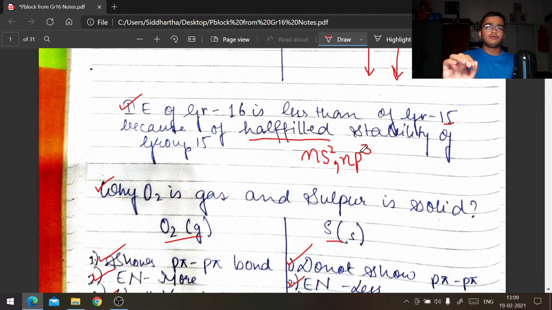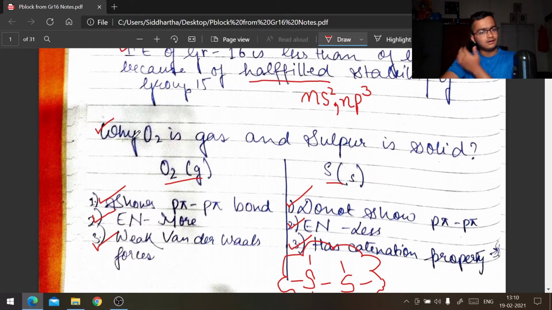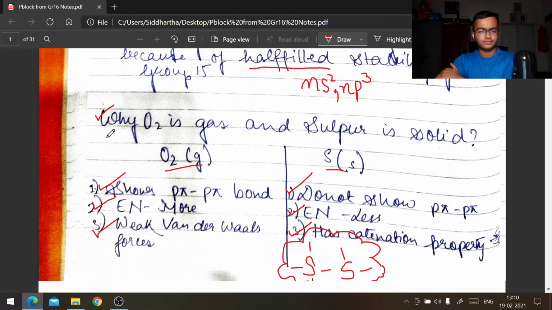Okay, now the ionization enthalpy of group 16 elements is less as compared to group 15 elements because group 15 elements have the configuration ns2 np3, and now p, when it has 3 electrons, is called the half filled stability of p according to Hund's rule. Okay, half filled orbitals are much more stable than non half filled orbitals. Half filled and full filled orbitals are more stable.